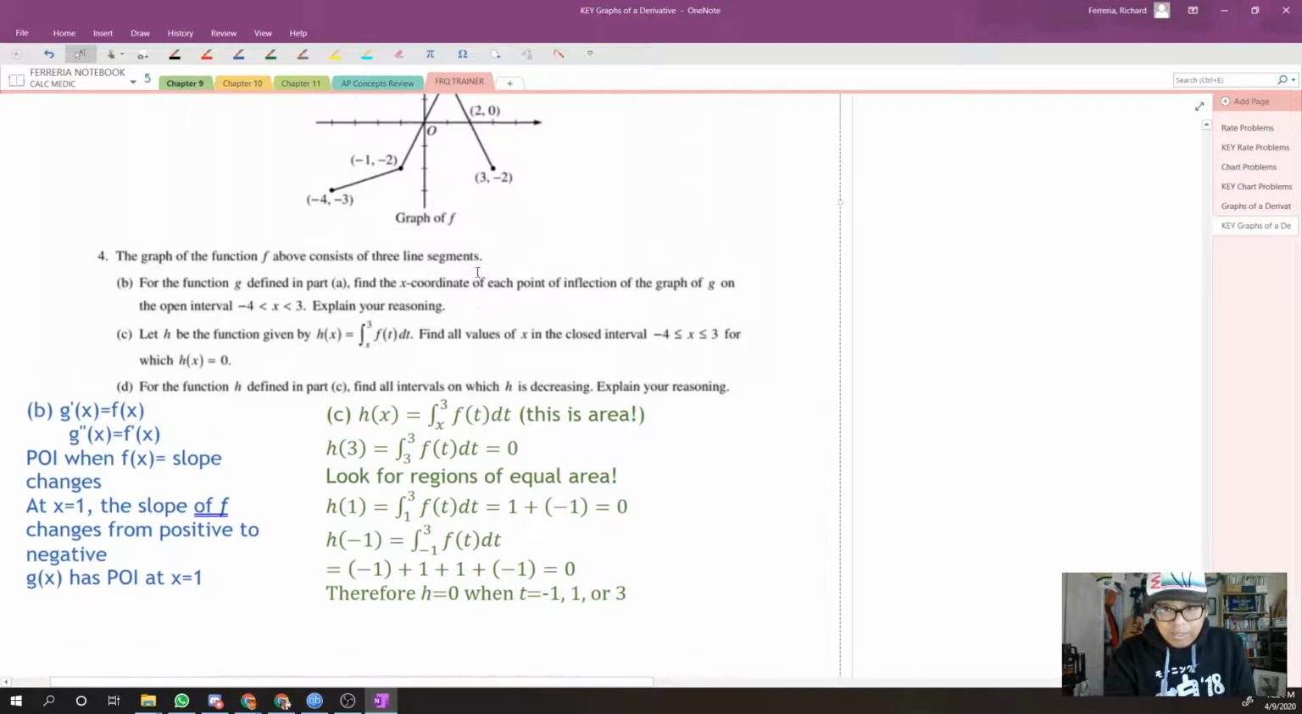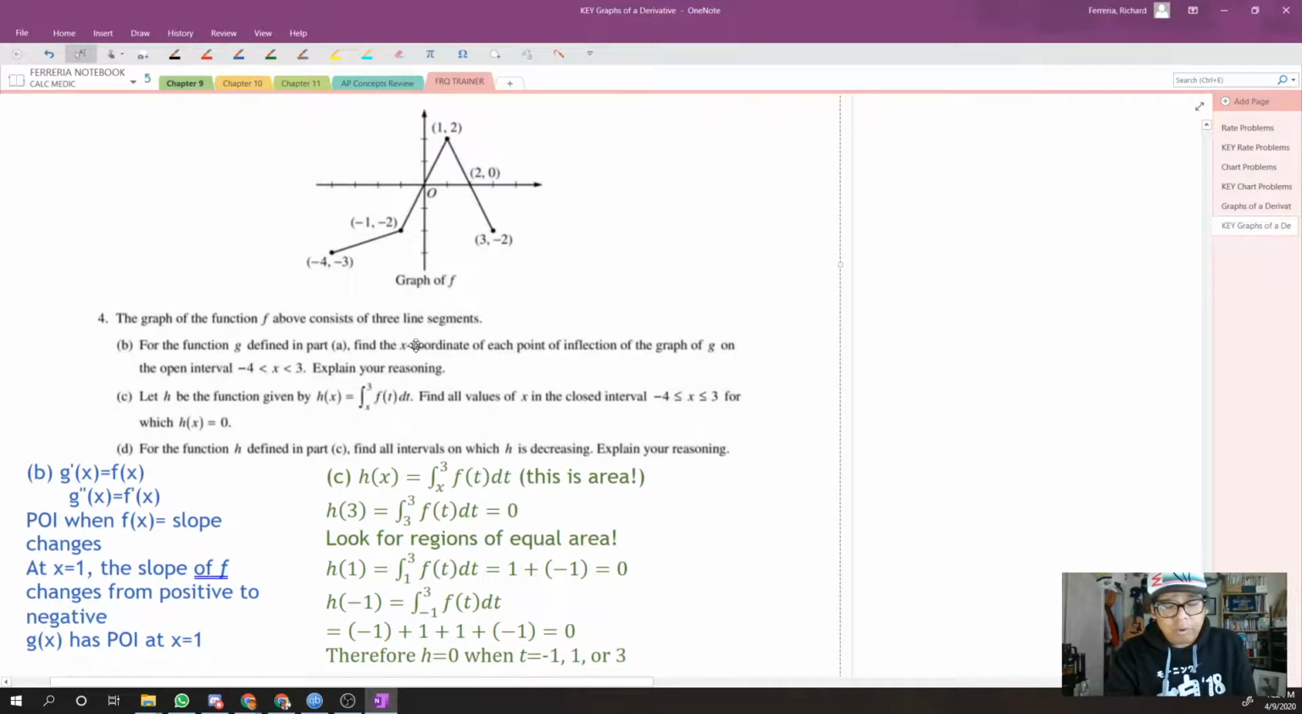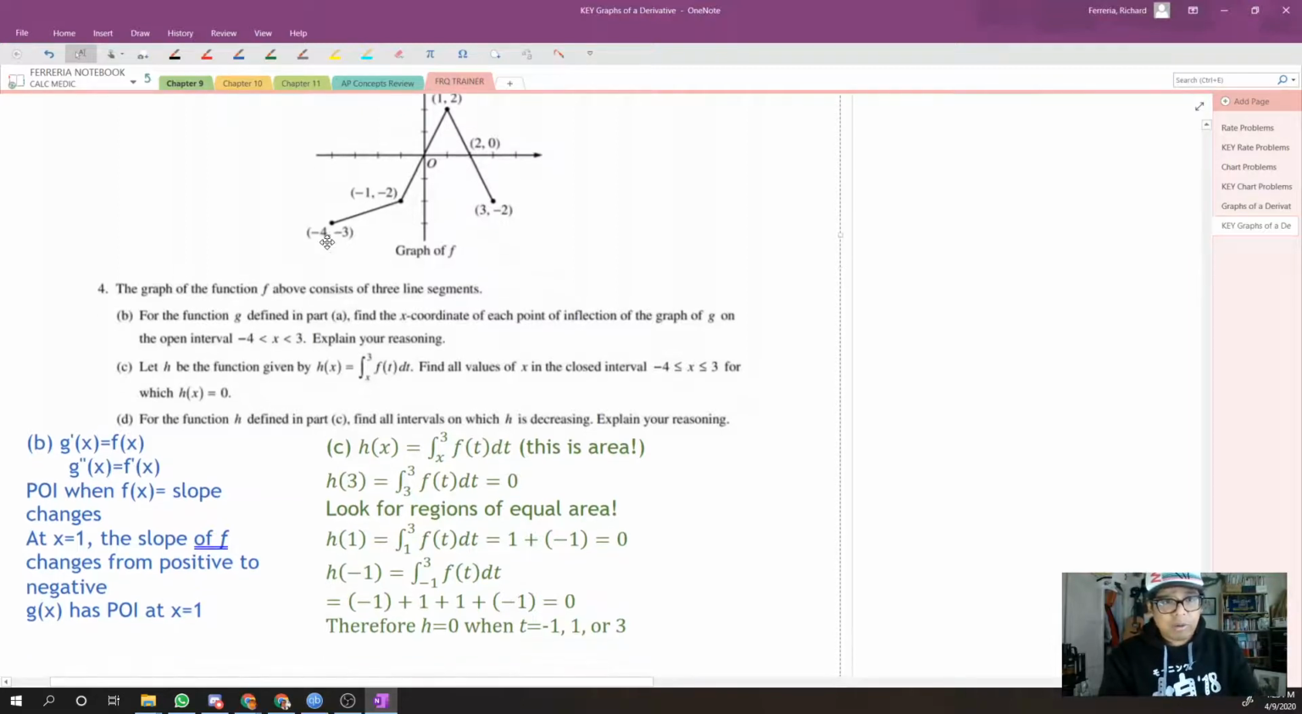Now you might ask yourself, why are there no more? And if you look at the graph here, everything to the left of x equals -1 is below the axis. So from -1 on to the left, we're just going to be adding a lot of negative area. So we're never going to get back to 0 again. Okay, so that's letter C. A little trickier than B, actually a lot trickier than B, but not so much if you understand that that integral is the same thing as area.